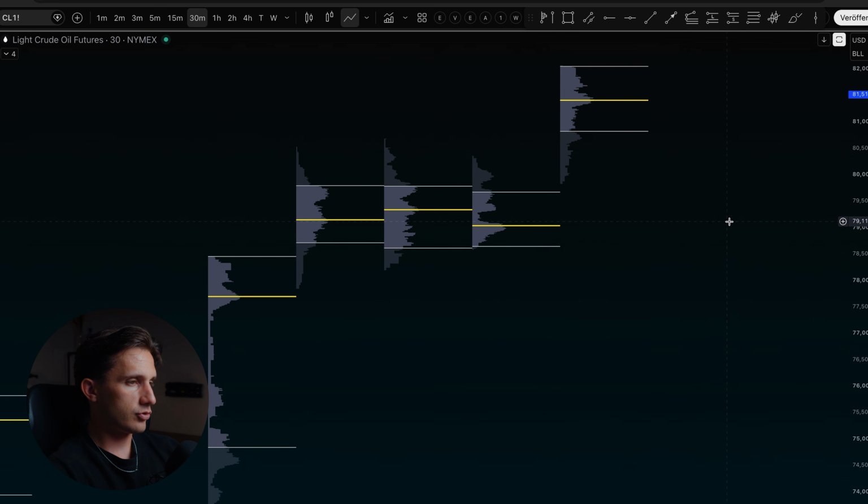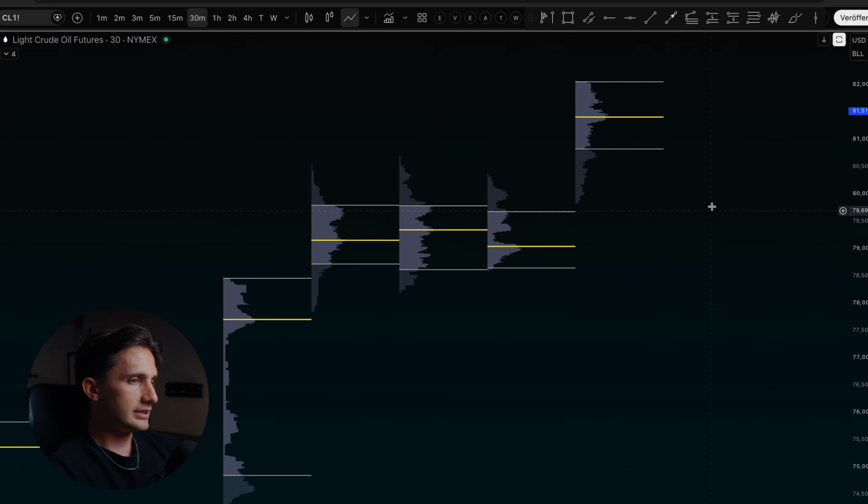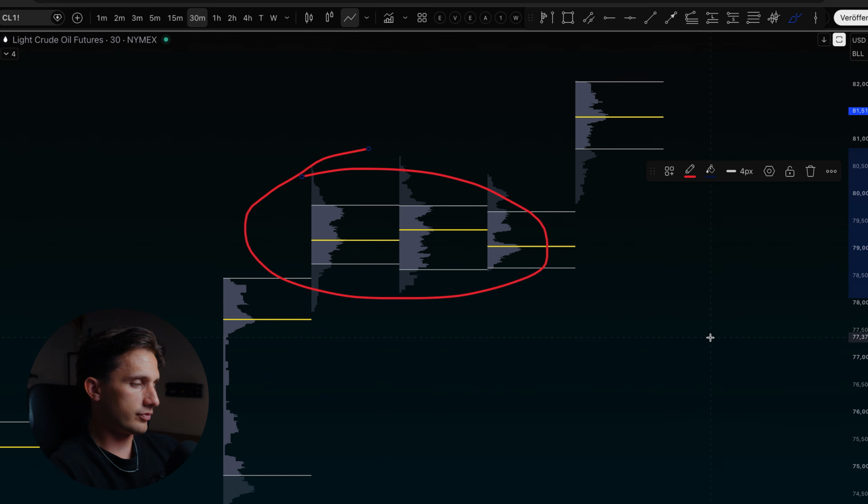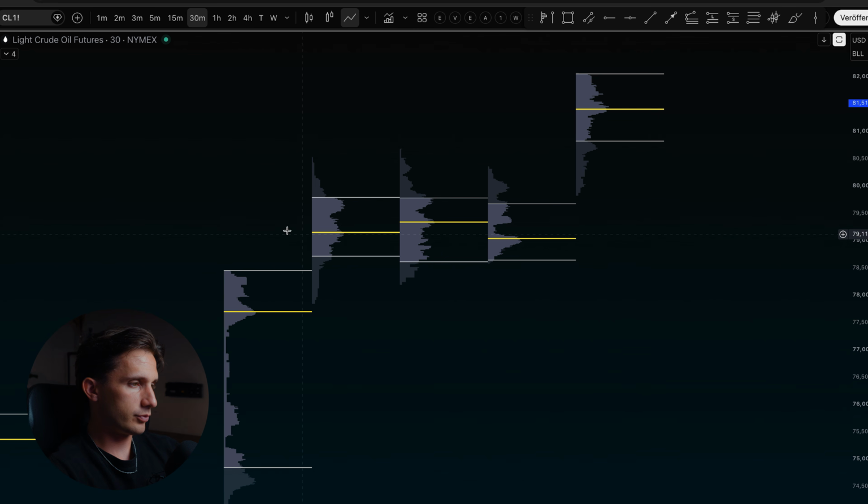So how can you actually trade these types of days? As we said, we are looking for D-shaped formations, and what we have right here is a bunch of D-shaped formations in a row. So we have a D-shaped day here, a D-shaped day here, and as well a D-shaped day here.